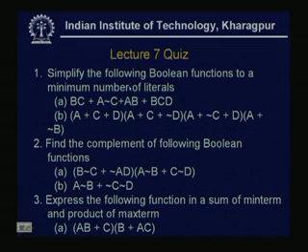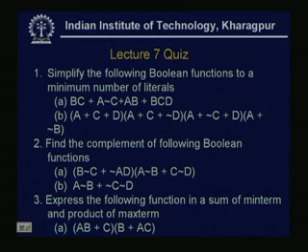Simplify the following Boolean functions to a minimum number of literals. That means this is nothing but the minimization of the Boolean expressions using the postulates and the theorems. This is BC plus A bar, AC bar plus AB plus BCD. And another expression is A plus C plus D, A plus C plus D bar, A plus C bar plus D, A plus B bar. So, just note that this is the sum of min terms, and the next one I have given is the product of max terms, and we have to simplify this thing.